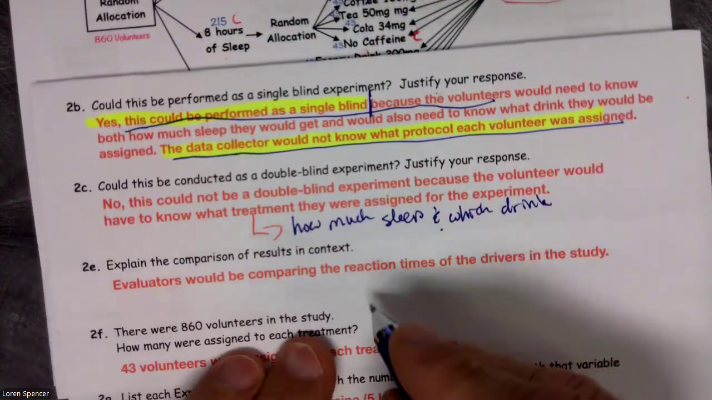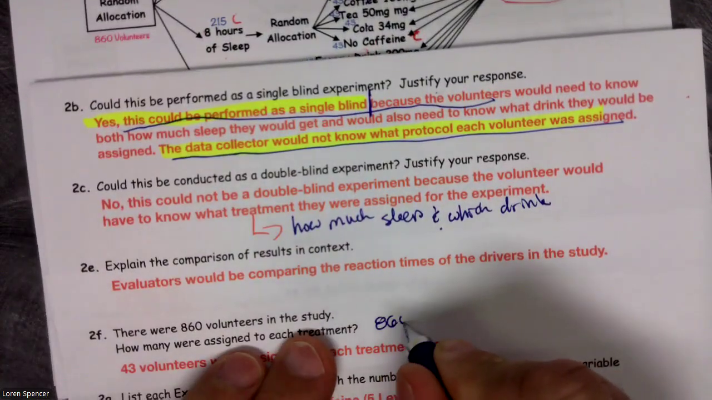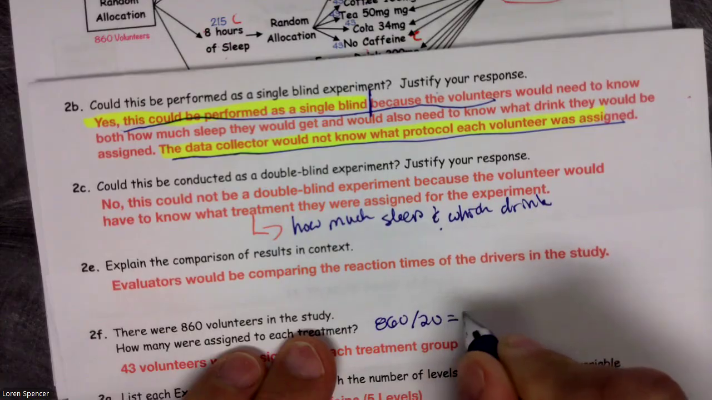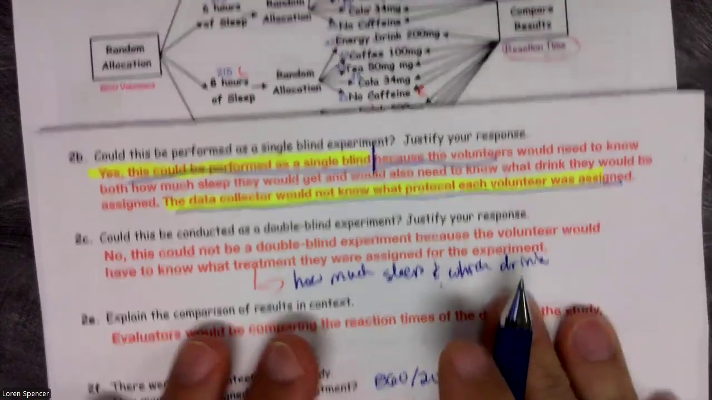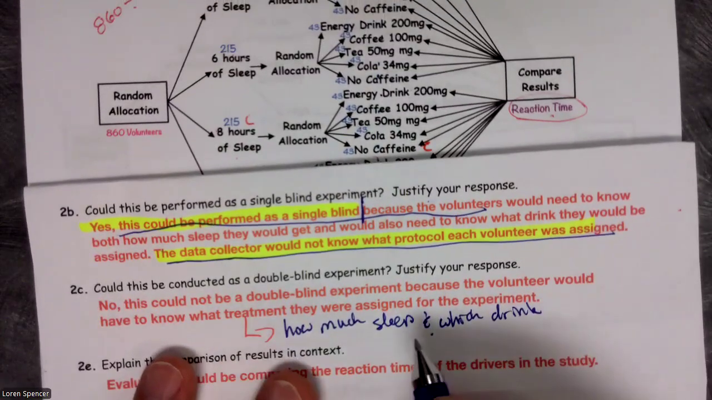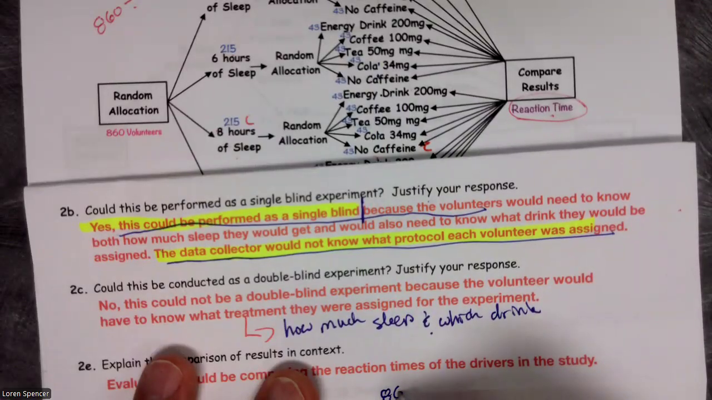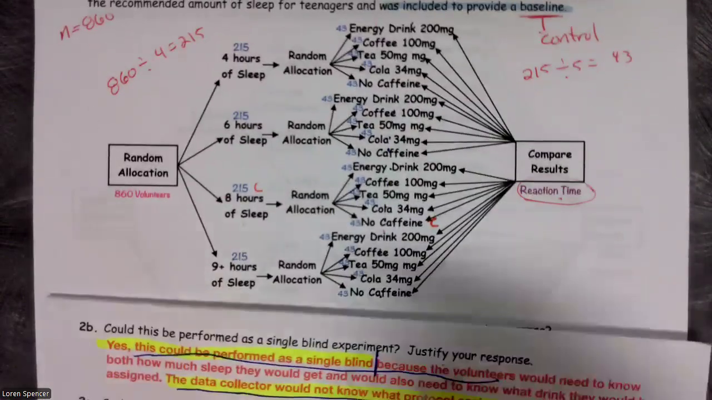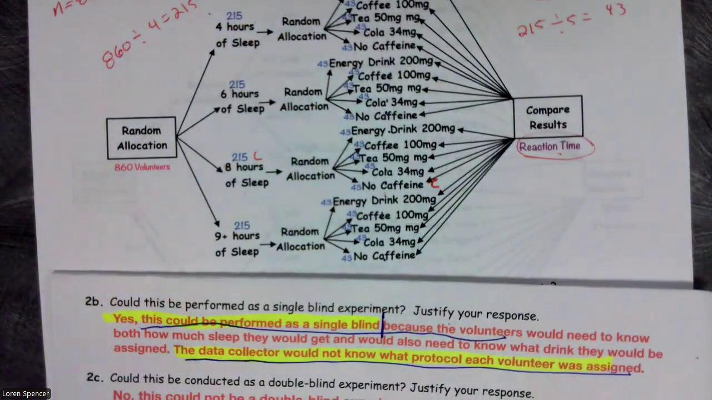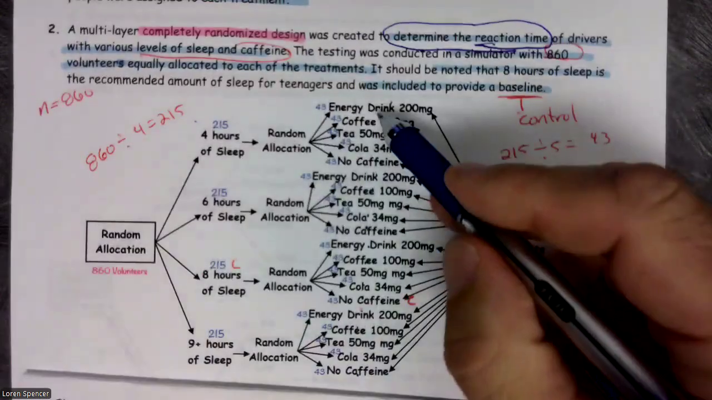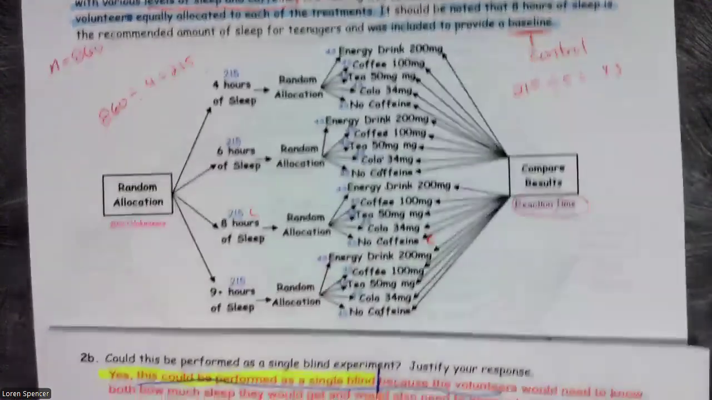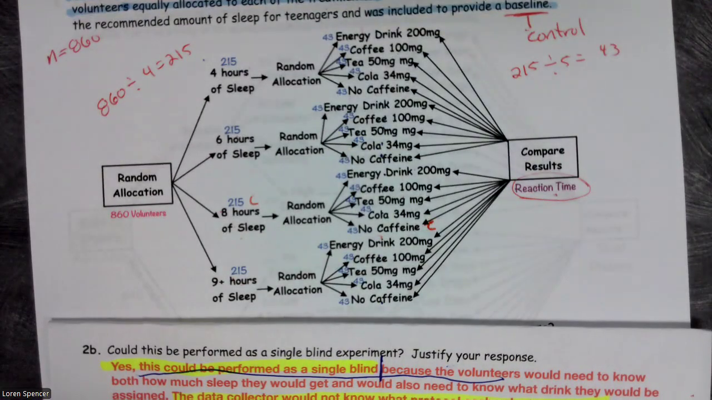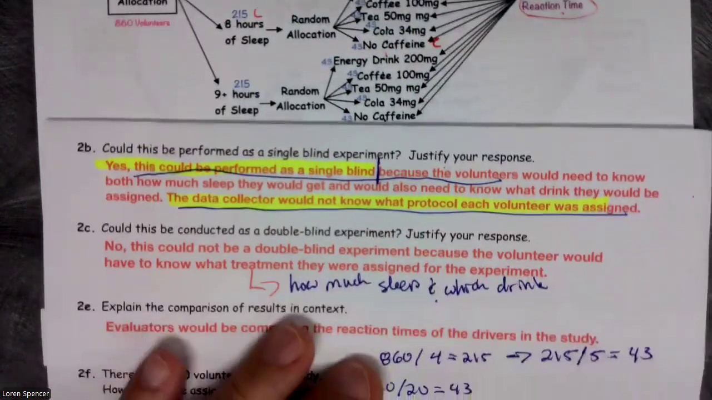So 860 divided by 20 equals 43. Or the way I would have preferred to do it is go, well, 860 divided by the four groups equals 215. Then I take that 215 and I go 1, 2, 3, 4, 5, divide that by 5, and I would also get 43.